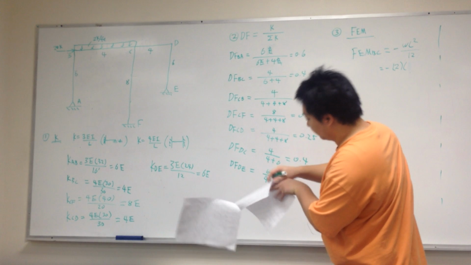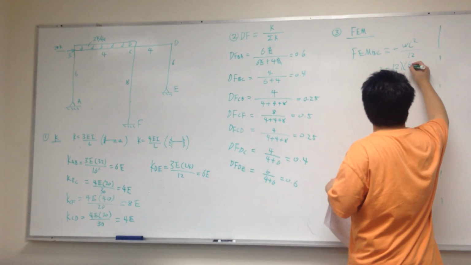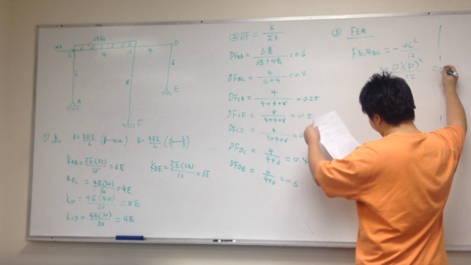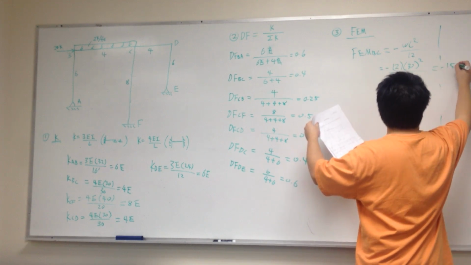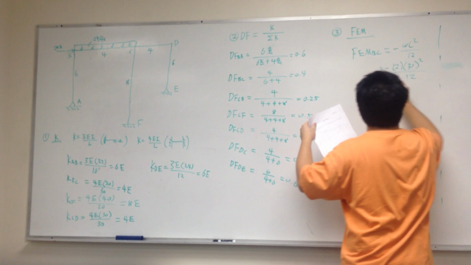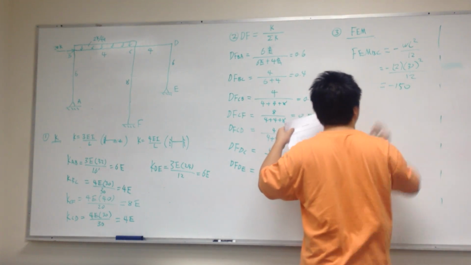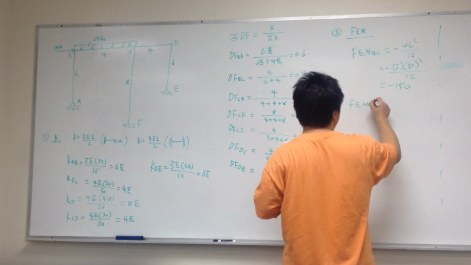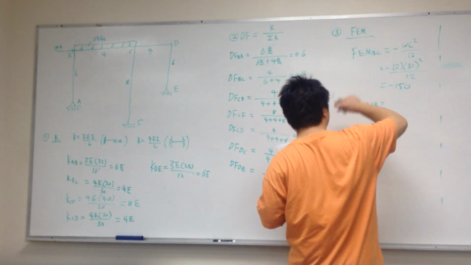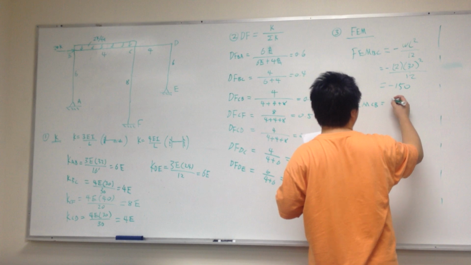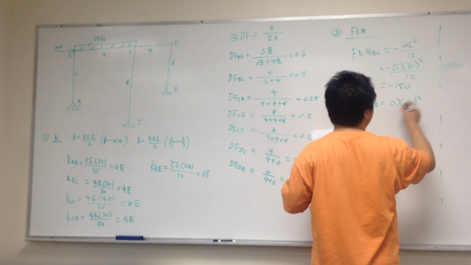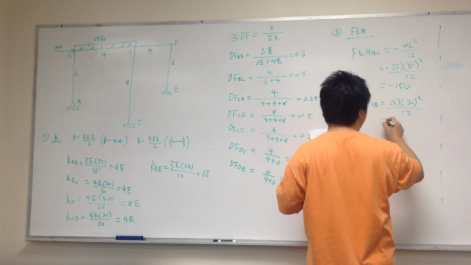It's 30. No, AB is 16. BC is 12, so it's going to be negative 150. It's equal to negative 150. And for F, fixed end moment at CB, opposite, so it becomes positive. So you're going to have 2 times 30 squared divided by 12. So you have positive 150.